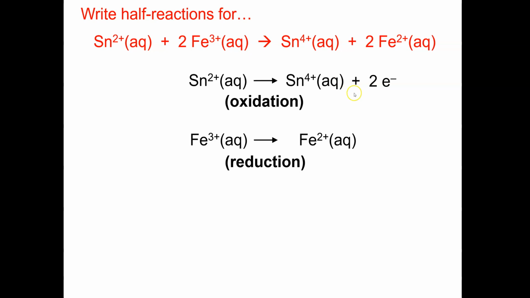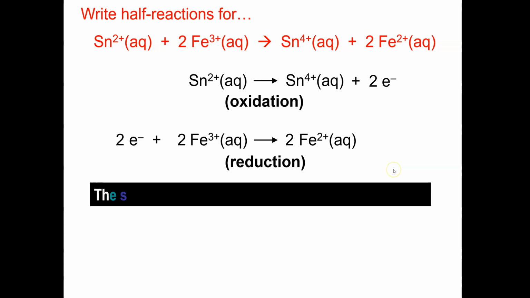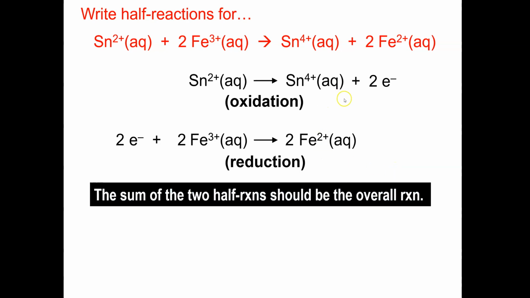So now, how many electrons? That was 2, because 2 plus 4 gives you that 2. 2 minus 4 gives 2. In this example here, we're going to have 2 electrons and 2. So we have to balance this out to make this work. Otherwise, it's not going to. Okay, so the sum of the 2 reactions should be the overall reaction.